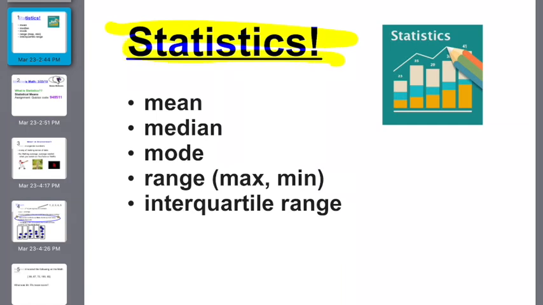What we're talking about now in class is going to be statistics. And really all that statistics are, at least what we'll cover, is mean, median, mode, range, and interquartile range. These words might mean something to you, they might not. If you have a good idea of what some of these words mean, good. But if you don't, don't worry. We're here to help. We're all going to learn this together.